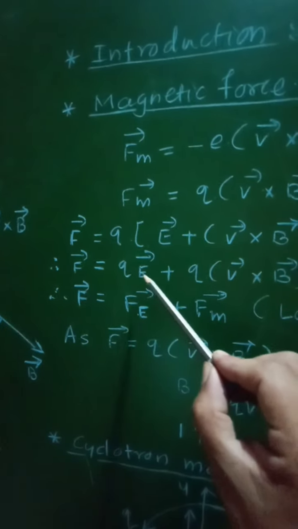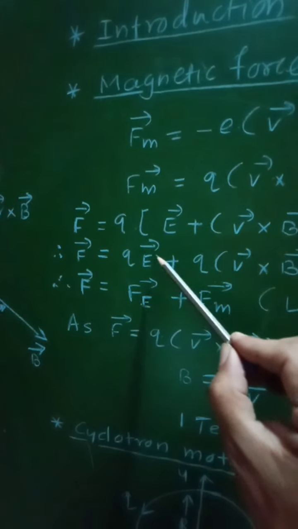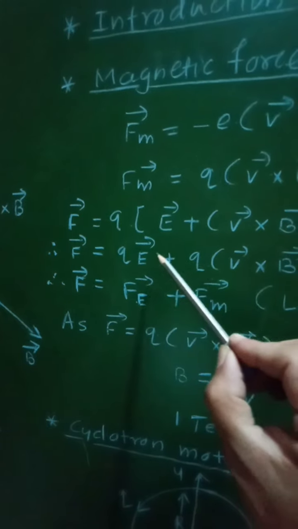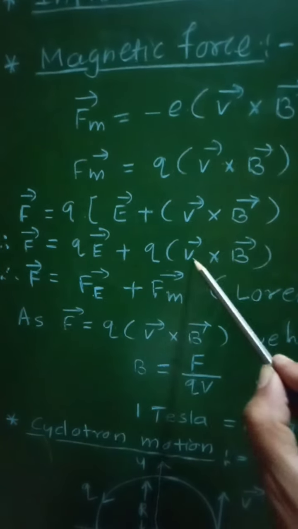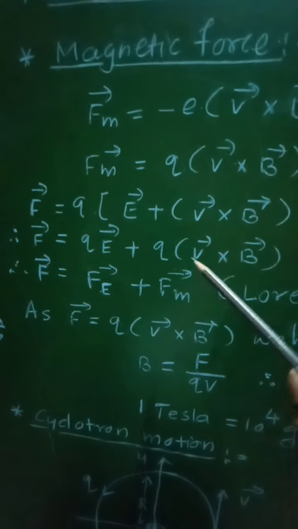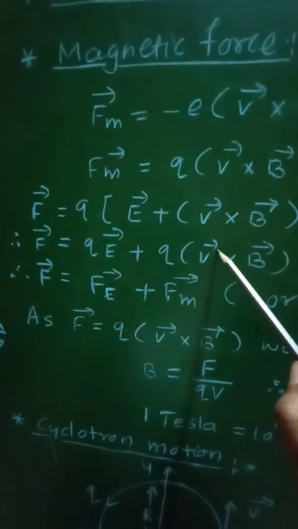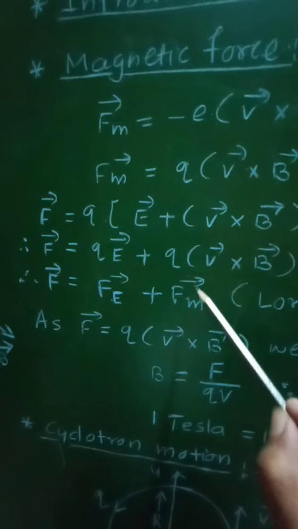This first term, that is QE, will represent the force due to the electric field, that is electric force Fe, and the second force, that is Q into v cross B, will represent the force due to the magnetic field, which is magnetic force Fm.